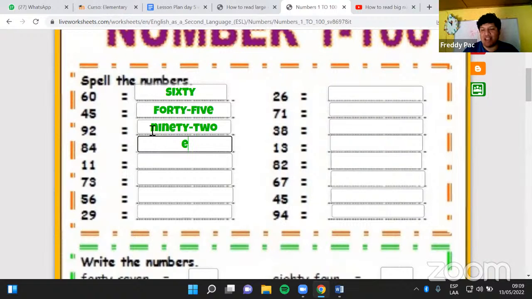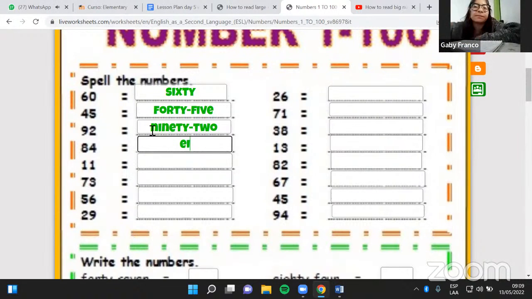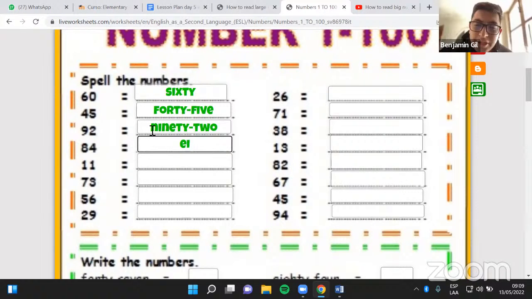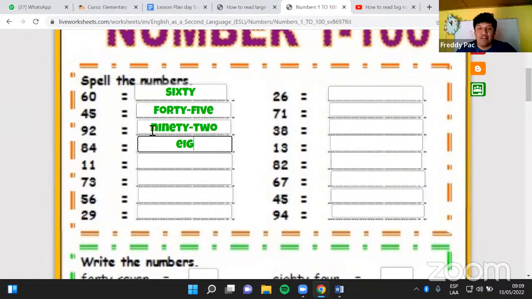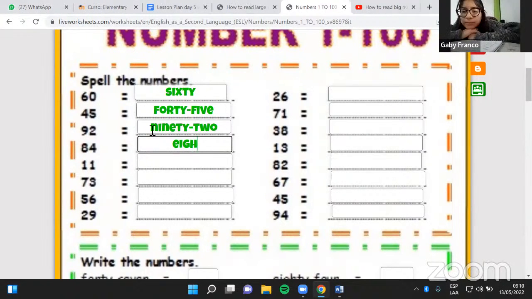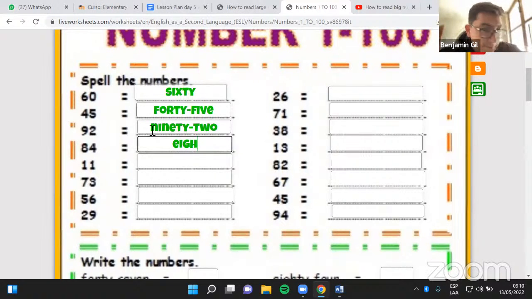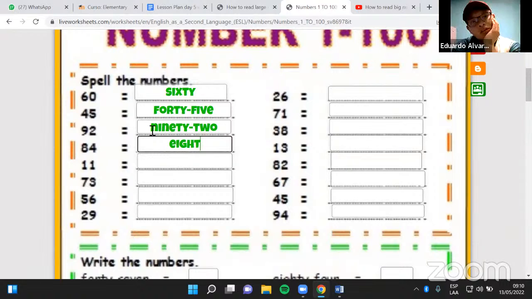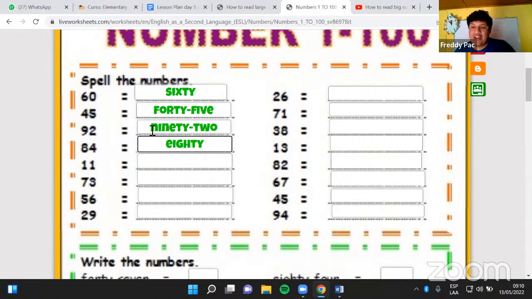Okay, tell me, Benjamin, what letter? I, I for what, guys? India. G, G for what? G for Golf. H, H for what, guys? Hotel. Thank you. T, T or D? D for Delta or T for Tango? T for Tango. Y for Yankee. So it is 80. Very good.